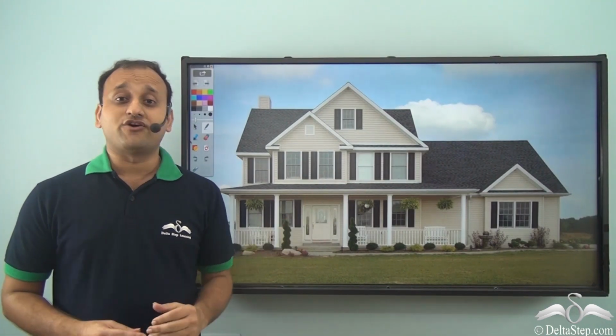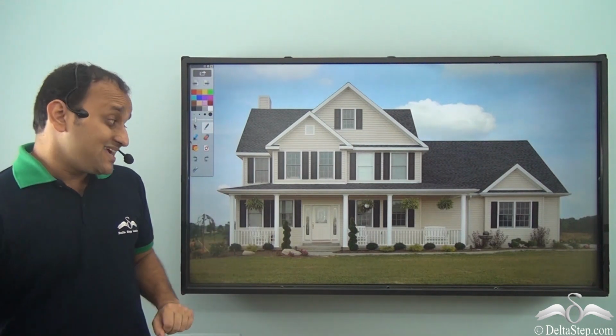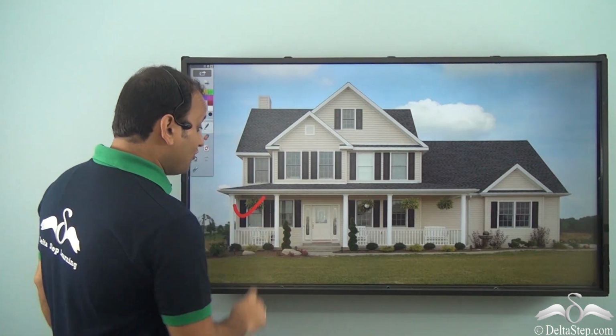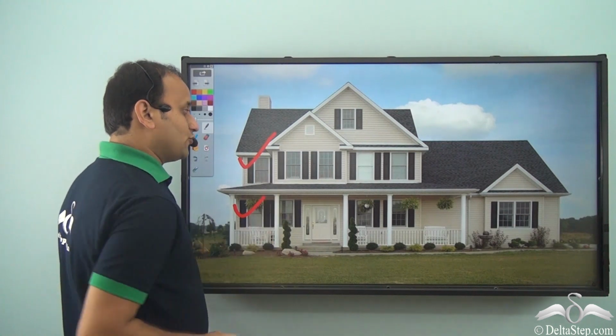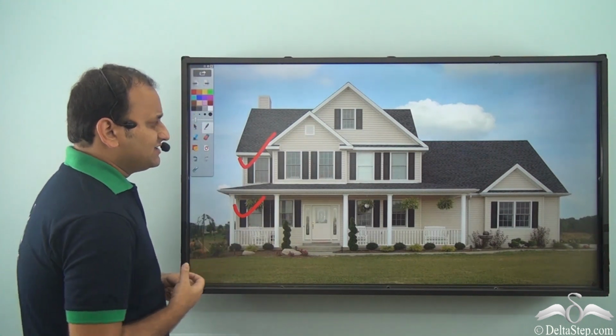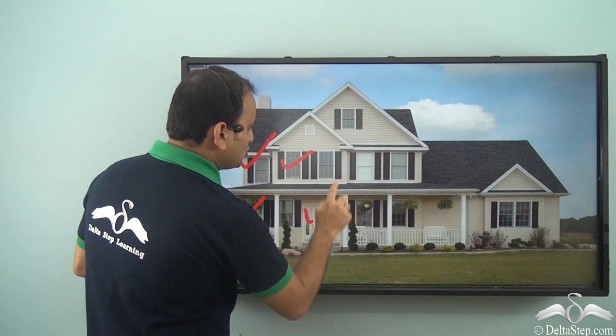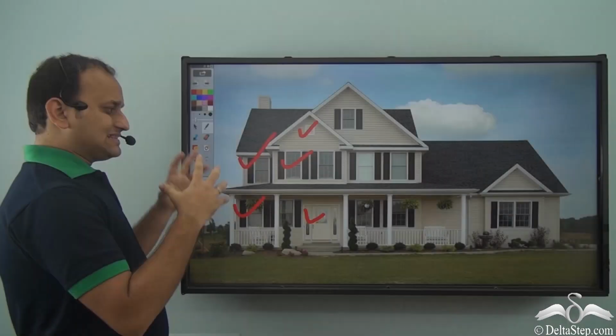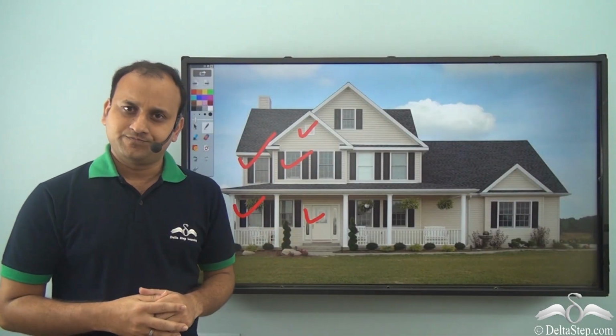This is the outside of a house. Now you can see that here is the ground floor and here is the first floor. You can also see things like windows, the door, and the ventilator. So this is the outside of a house.